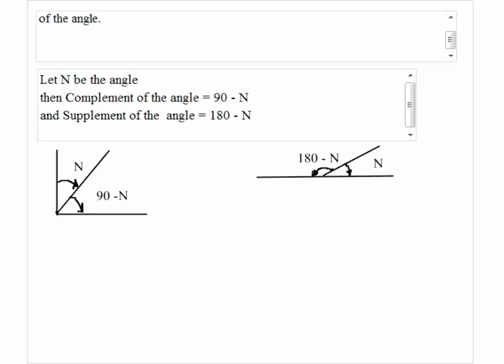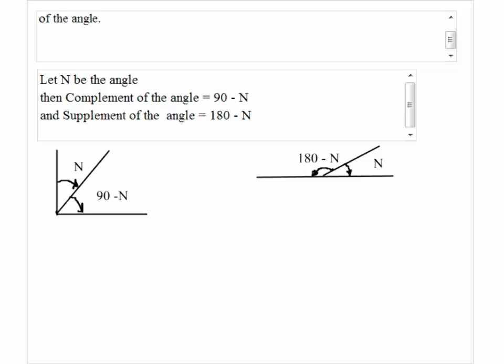Complement means when you have two angles that add up to 90 degrees. So if one of them is n, the other one must be 90 minus n. This would be in case of complement. For supplement, if two angles add up to 180 degrees, if one is n, the other one must be 180 minus n.